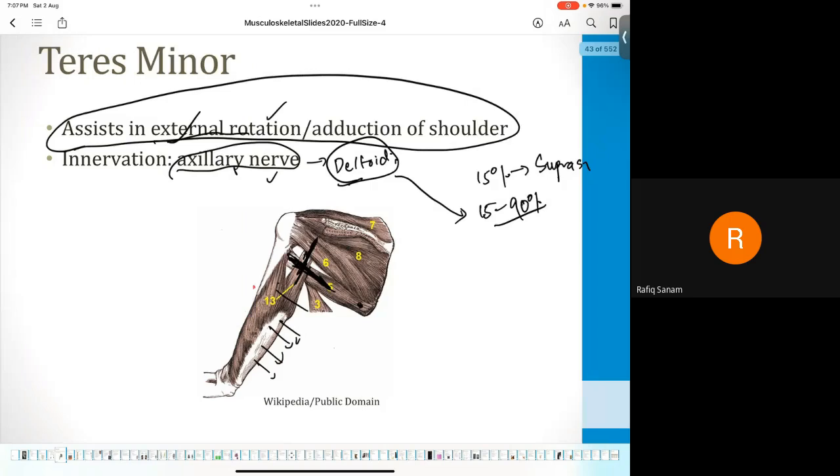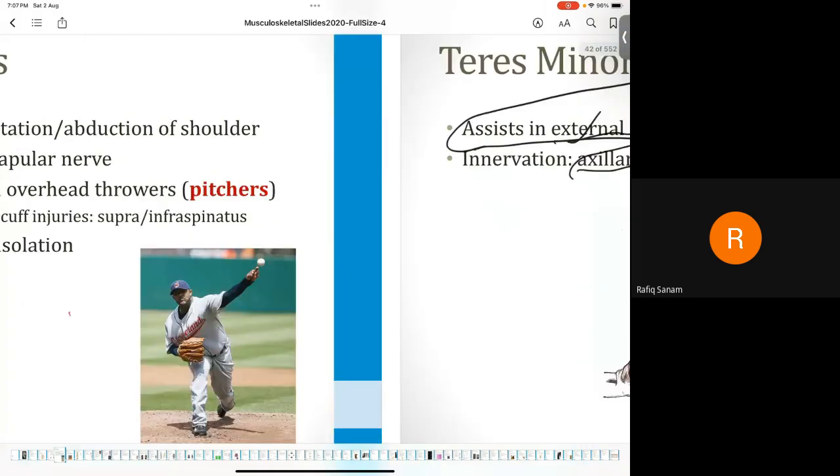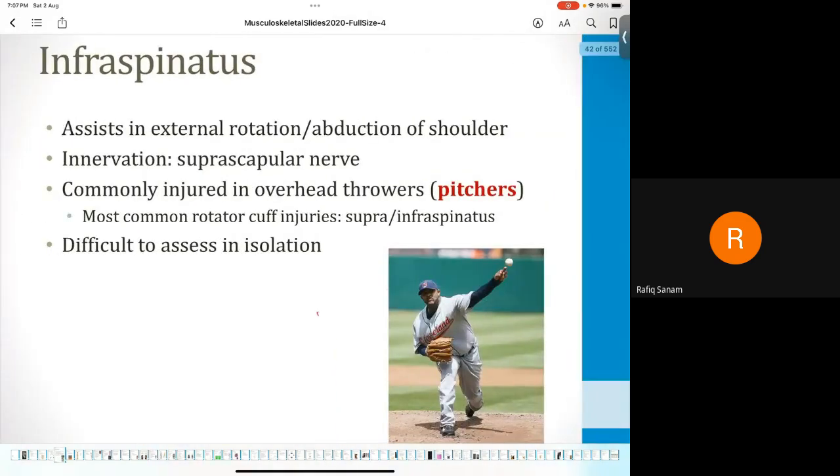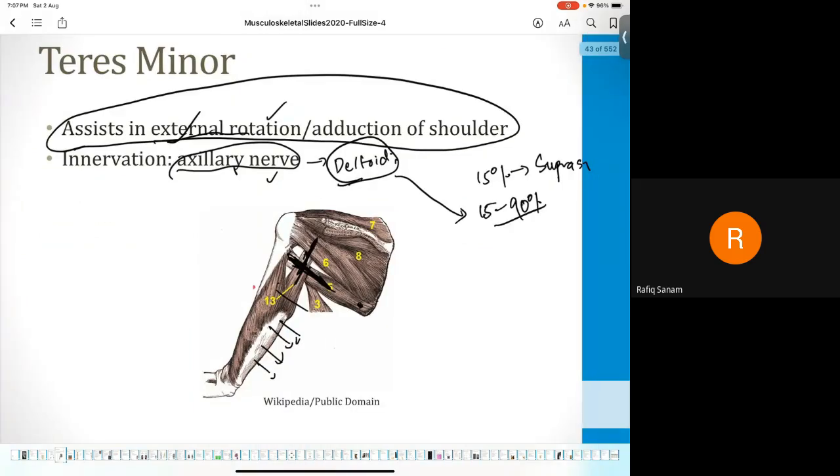Then we discussed teres minor. It's going to lead to adduction and external rotation, right? So the only difference between teres minor and infraspinatus is that both of them cause external rotation, but infraspinatus causes abduction while teres minor causes adduction. The nervous supply of teres minor is the same as that of your deltoid, which leads to abduction above 15 degrees till 90 degrees, right?